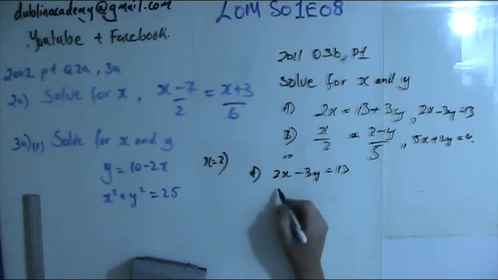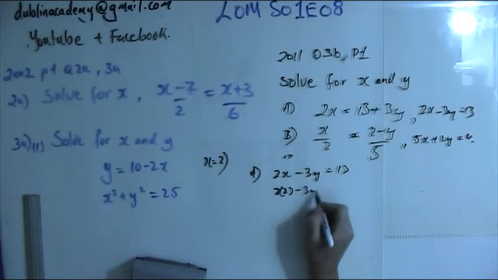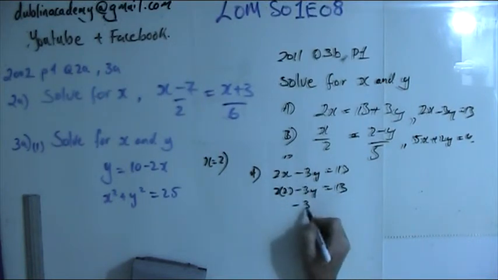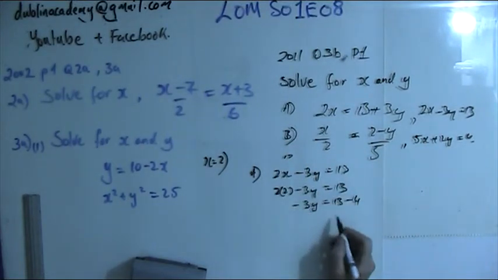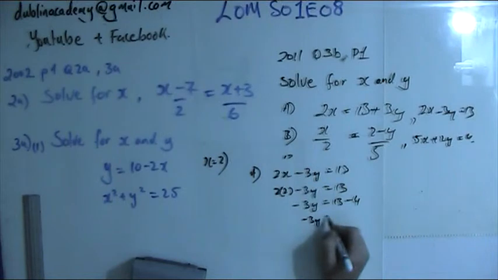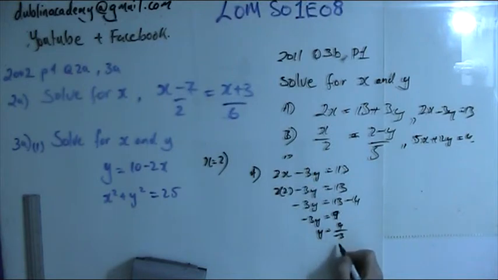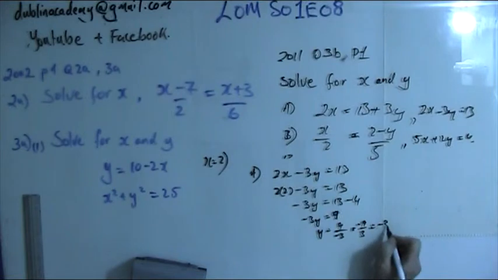Okay, so I've got 2 times 2 minus 3y is equal to 13. Minus 3y is equal to 13 minus 4. 2 2s are 4, bring it across, minus 4. Minus 3y is equal to 9. y is equal to 9 divided by minus 3. Bring it up, becomes minus 9 divided by 3, which is minus 3.